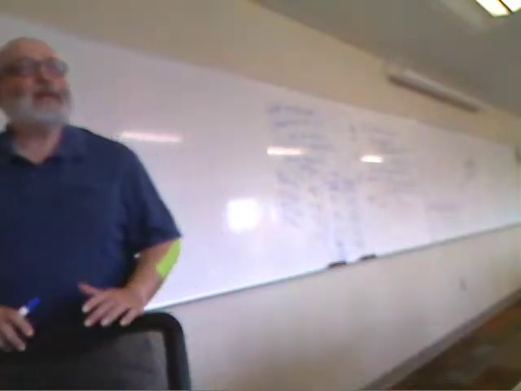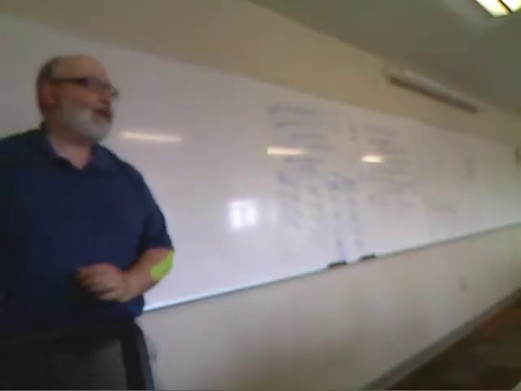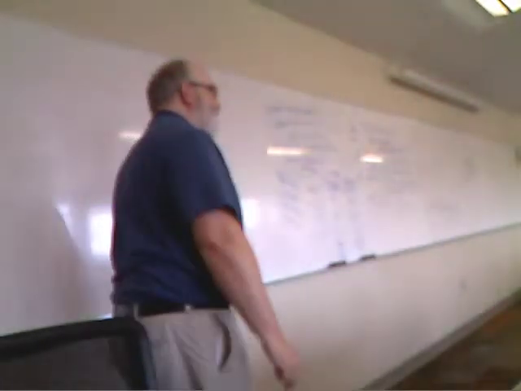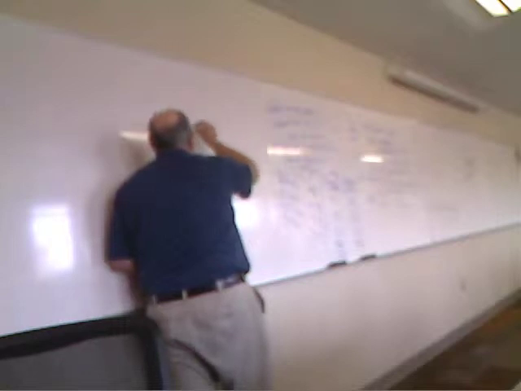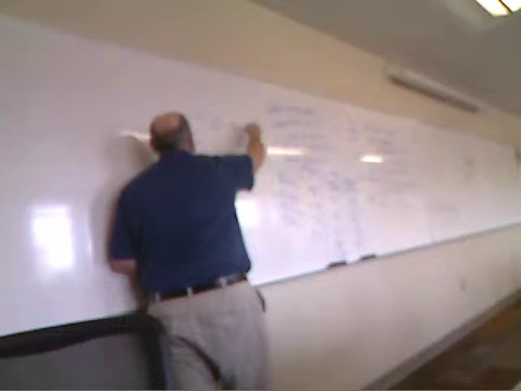What's my next thing to do in my hypothesis testing? Test value. Here comes the formula for the test value. Chi-squared is equal to the sum of O minus E squared divided by E.